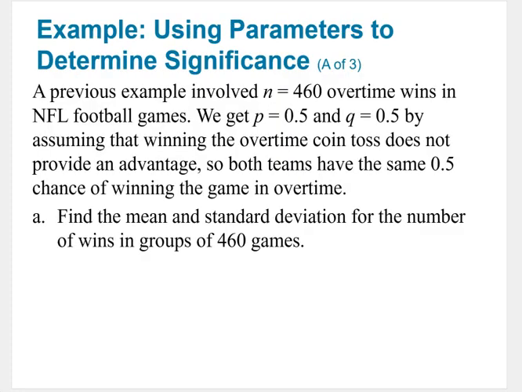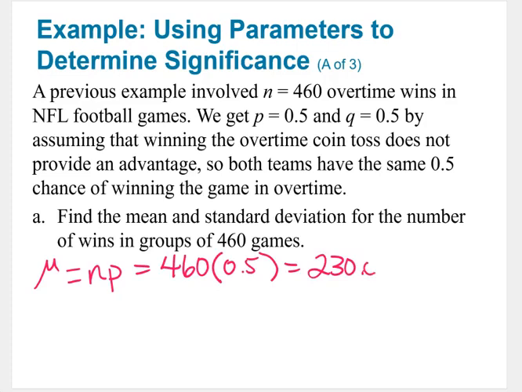All right, so if we go back to that previous example with the overtime, even though we couldn't use the probability distribution formula to find anything, we can find the mean and the standard deviation and all of that from this information. So find the mean and standard deviation. So here we go. The mean, again, all you do is multiply the n times the p. In this case, n was 460, and we multiply that by the probability, which is 0.5. So our mean is going to be 230 games.